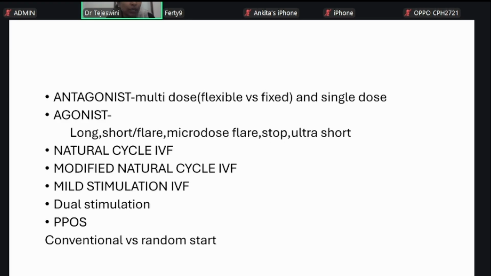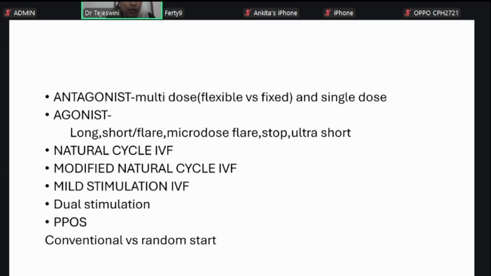Coming to the dual stimulation protocol, this stimulation protocol is particularly used in those who have limited time, especially in those with malignancies where oocyte cryopreservation or embryo cryopreservation is planned before going ahead with oncotherapy.